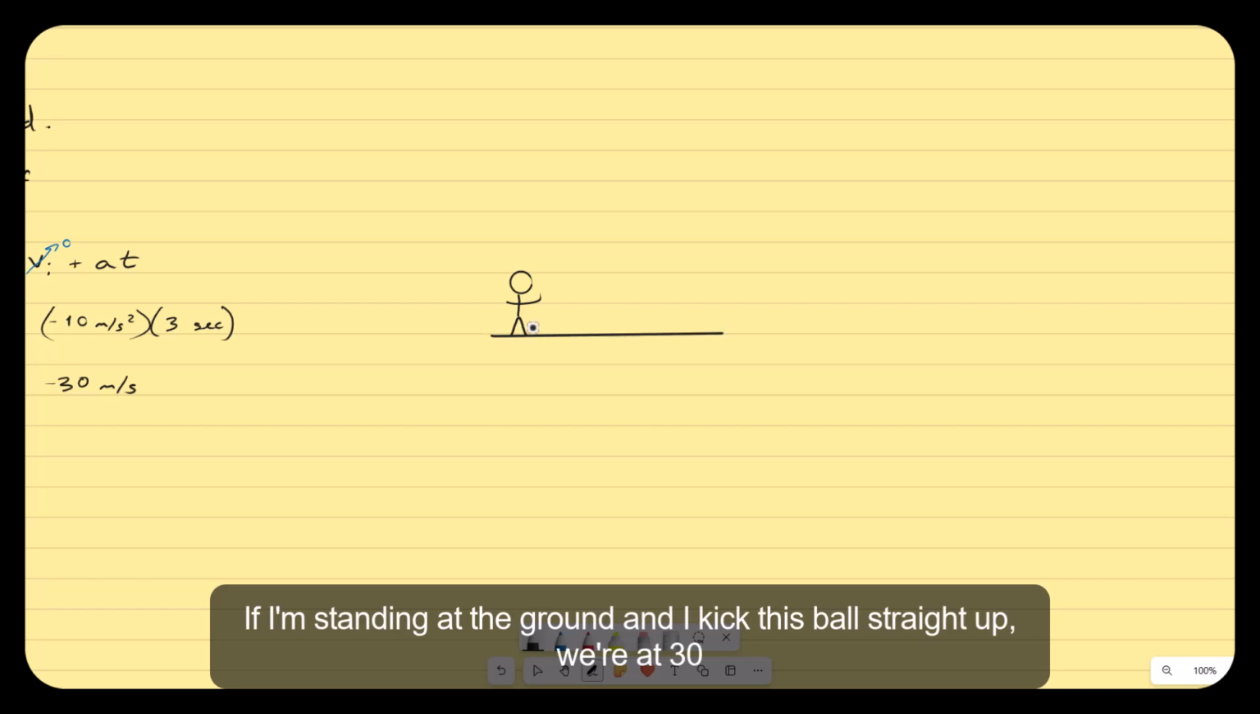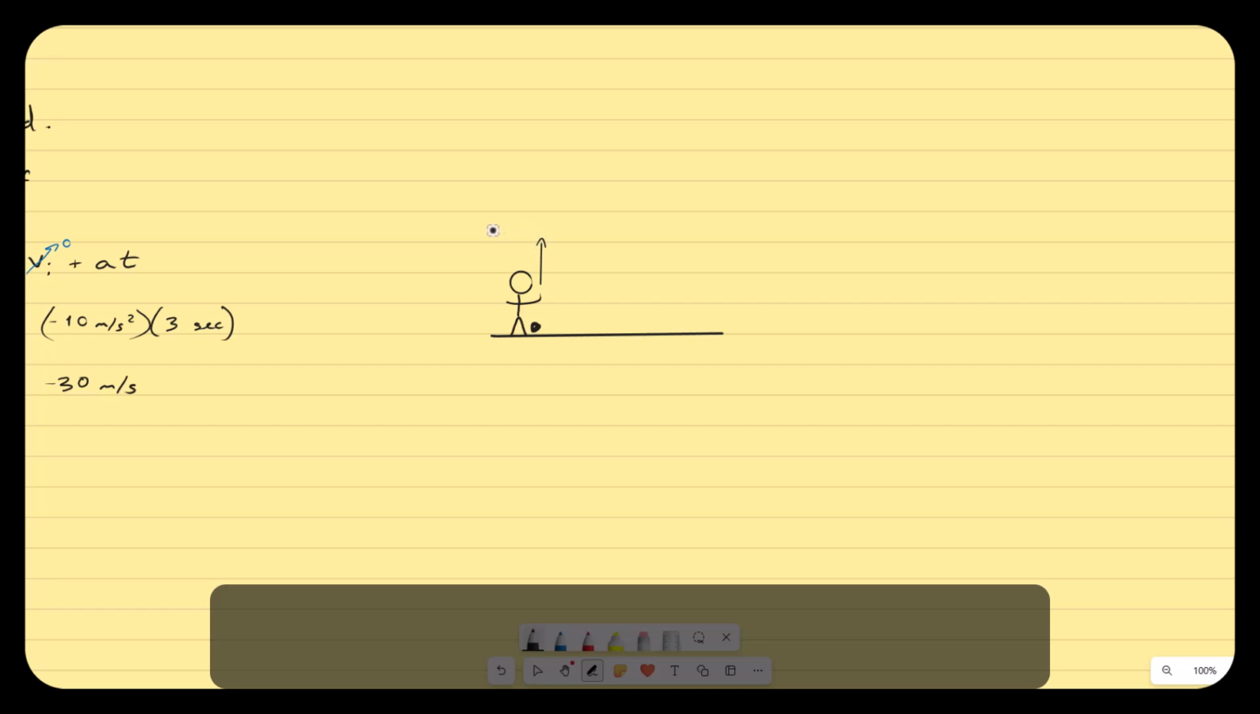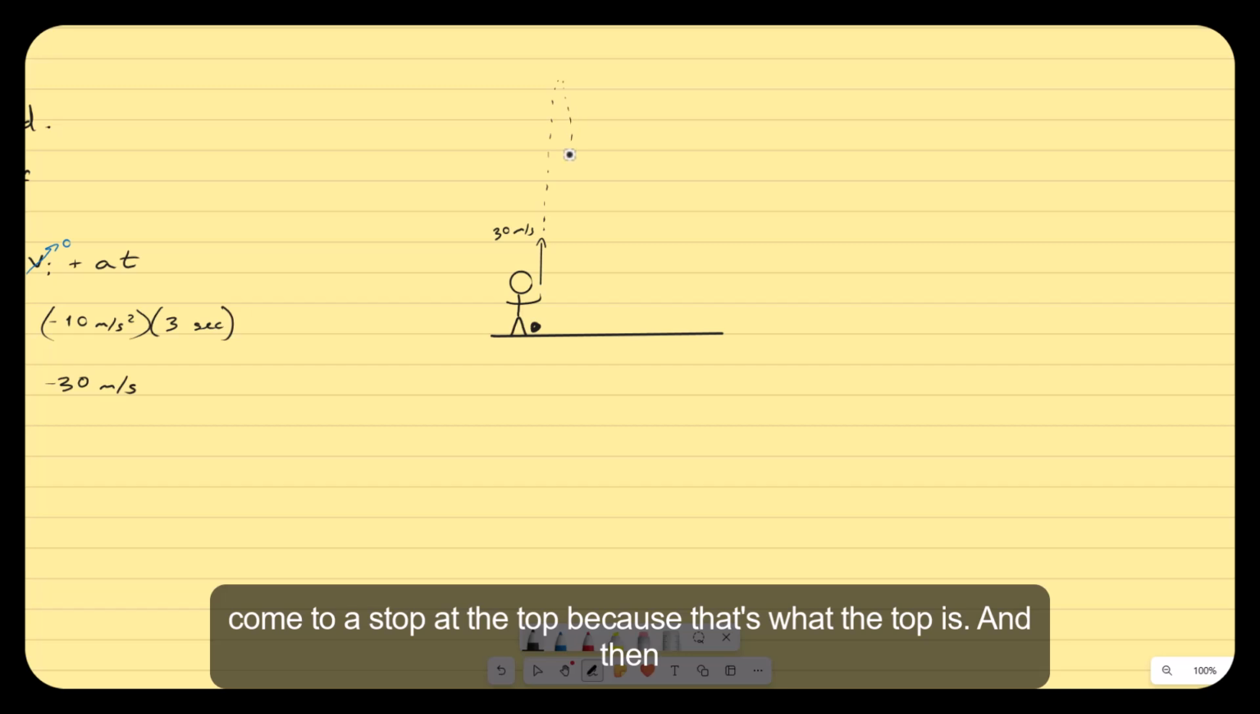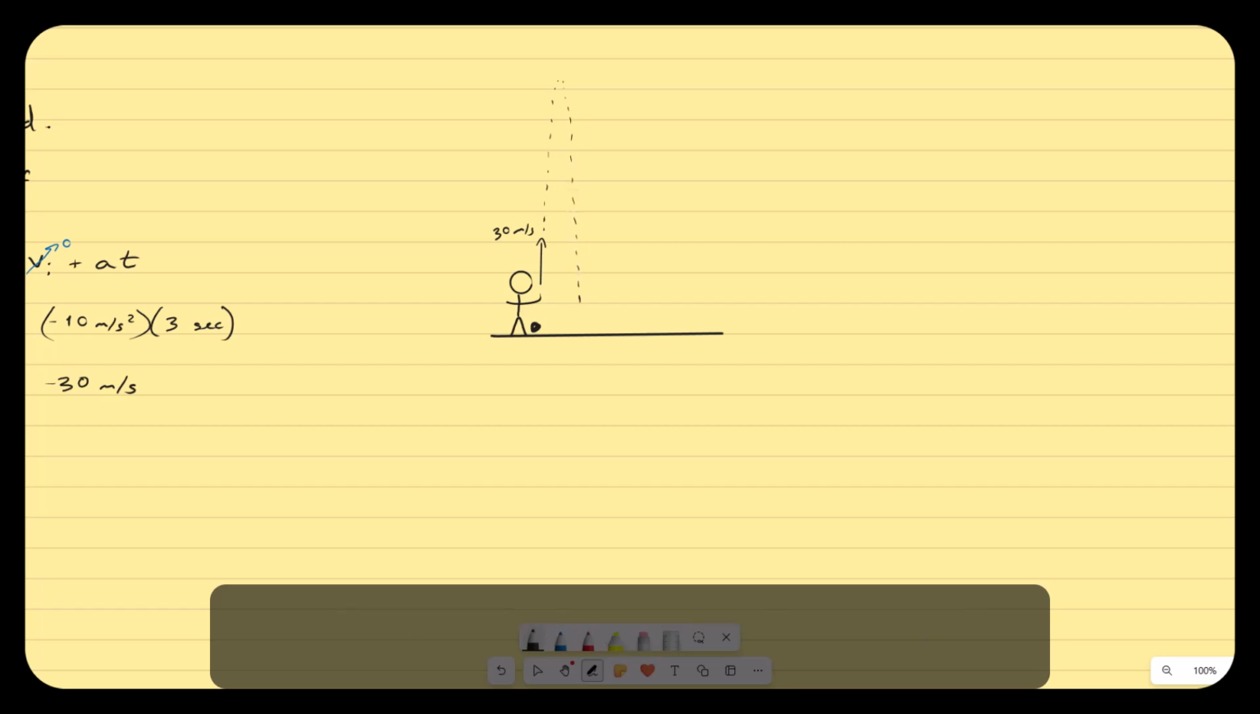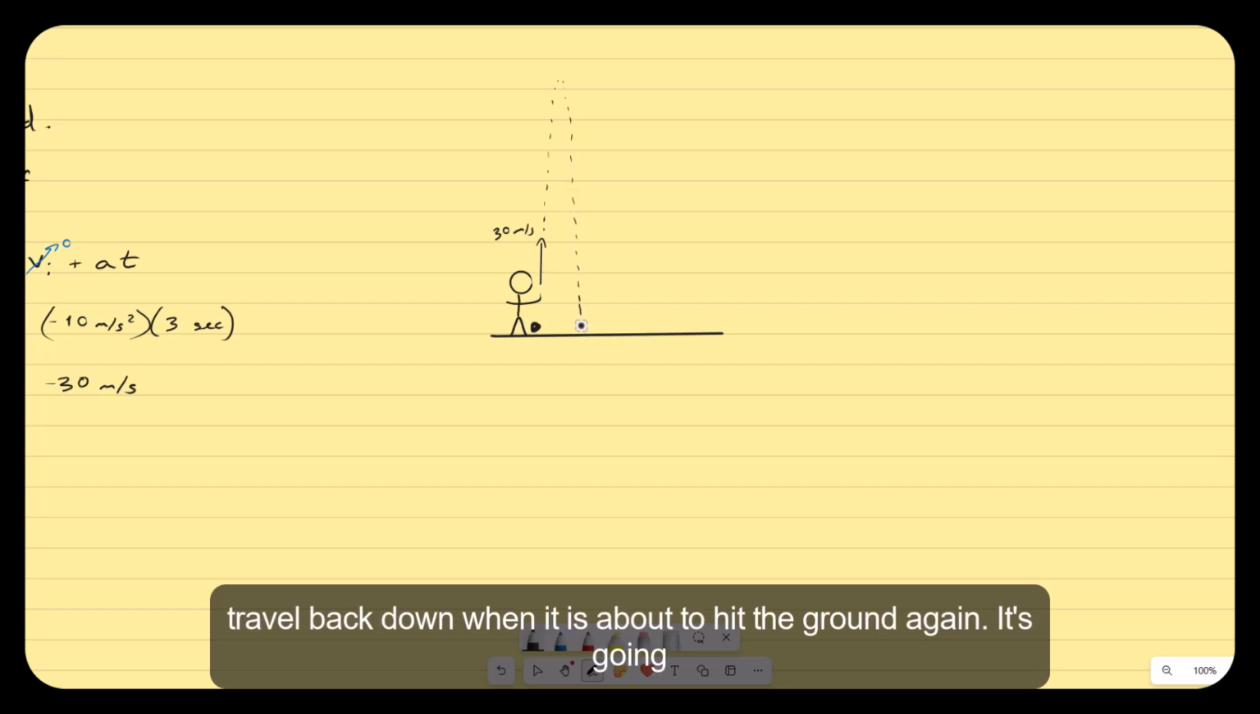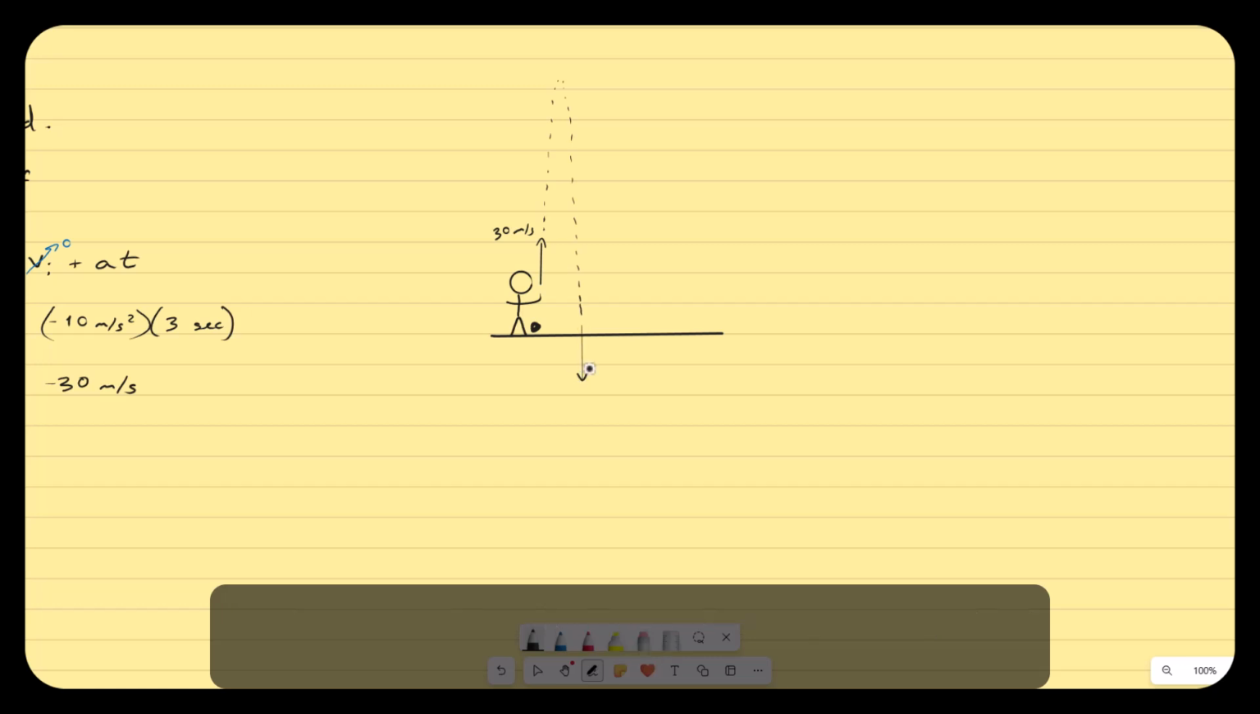If I'm standing at the ground and I kick this ball straight upward at 30 meters per second, it's going to travel up, come to a stop at the top, because that's what the top is, and then travel back down. When it is about to hit the ground again, it's going to also be moving at 30 meters per second. At this point, we are not moving at all.